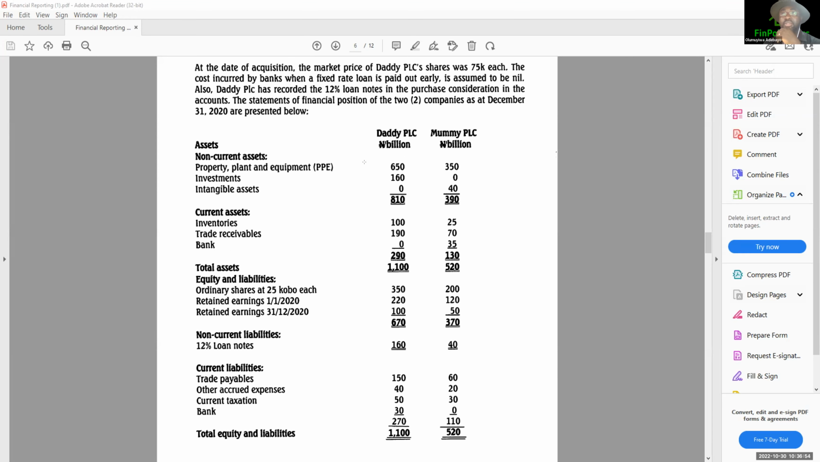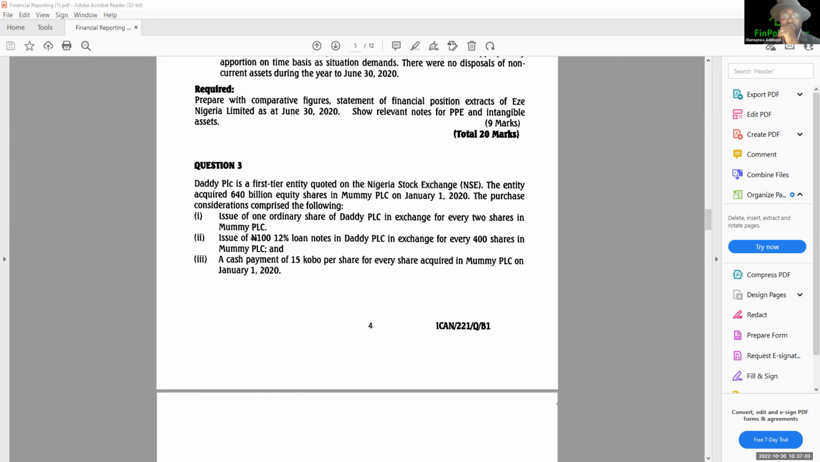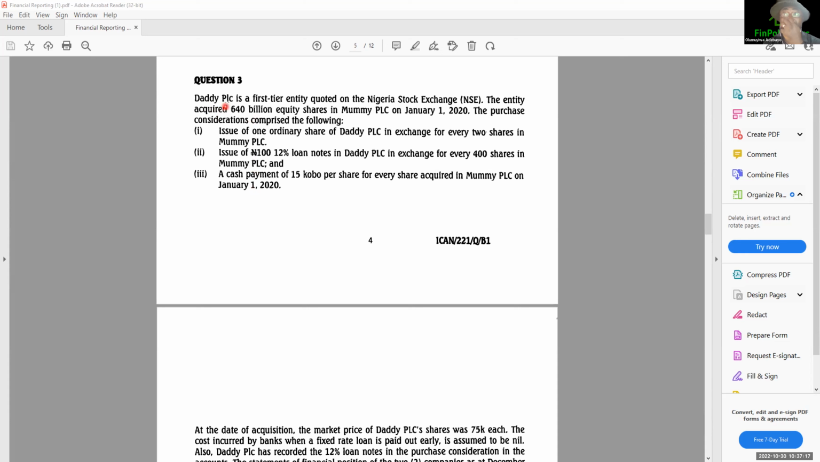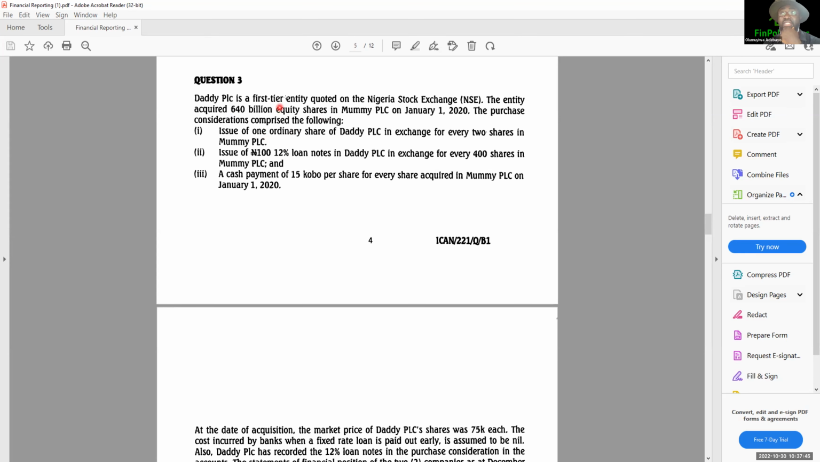Now, I think we'll start by trying to delineate this information one after the other. Let's look at this information here and interpret it one by one. The first information says that Daddy is a first-tier entity quoted on the Nigerian Stock Exchange. The entity acquires 640 billion shares in Mommy PLC on 1st of January 2020, which means we need to appraise this acquisition. What is the total number of ordinary shares in issue by Mommy PLC? And we'll compare this acquisition to know the proportion it is.